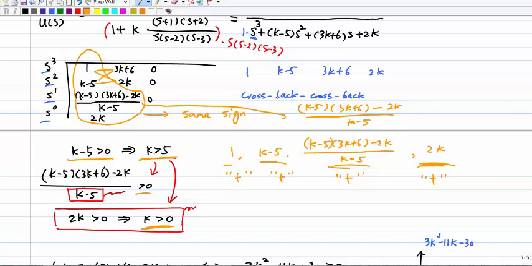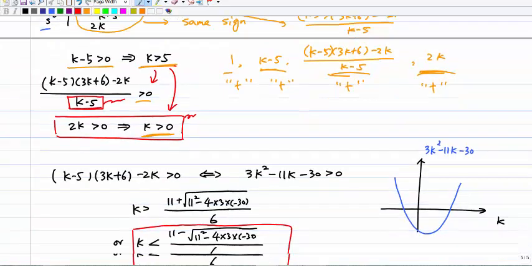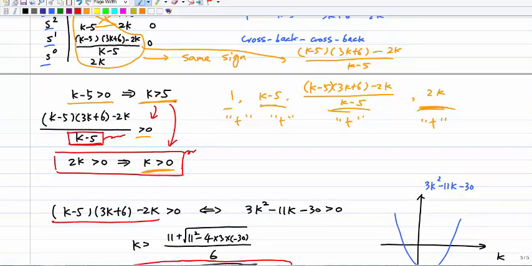As long as I can make k greater than 5, this one is already positive, so I can ignore this. And also I can ignore the denominator over here, because once k is greater than 5, it's already positive, I can just delete it. So what we have here is, as long as the numerator is positive, because positive by positive is still positive. When k is greater than 5, I have an additional condition: k minus 5 plus 3k plus 6, times 3k plus 6 minus 2k is positive, which is the numerator for the second inequality.